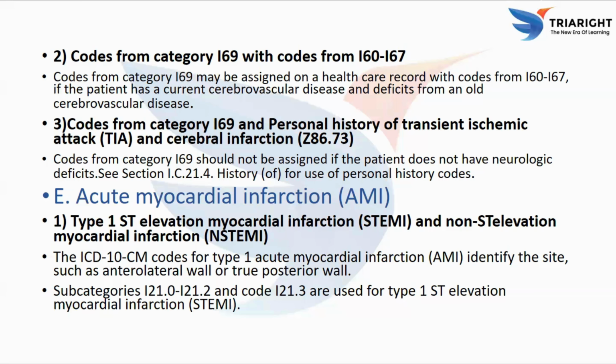The ICD-10 codes for type 1 MI identify where the heart attack happened, like whether it happened in the front wall or in the back wall, etc. So you have to use the codes I21.0, I21.1, I21.2 and I21.3 for the type 1 STEMI, ST elevation myocardial infarction. If a patient has a STEMI affecting the front part of the heart, you have to assign the code I21.0.